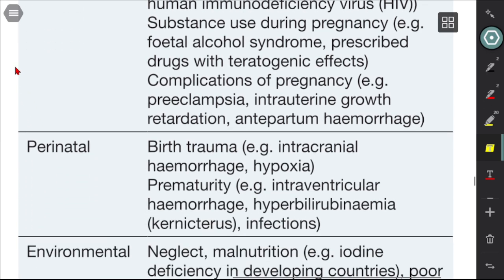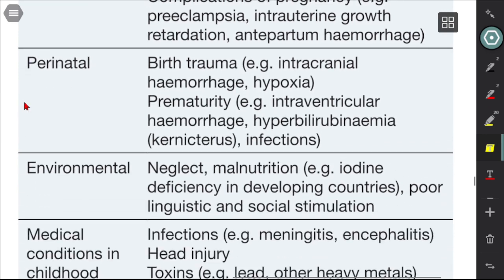What about perinatal causes? We have birth trauma, which can cause intracranial hemorrhage or hypoxia. Prematurity is another cause, which may cause periventricular hemorrhage, intraventricular hemorrhage, hyperbilirubinemia, which may cause kernicterus, and infections.